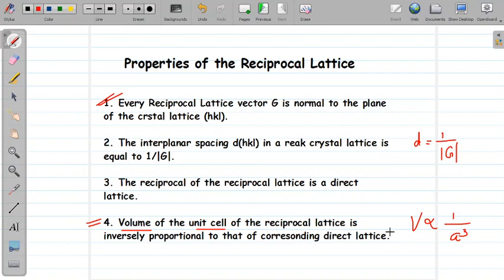Now all these properties can be proved using vector analysis. I leave it up to you as an assignment to prove each of these properties using vector analysis. I hope you understood the properties of the reciprocal lattice.